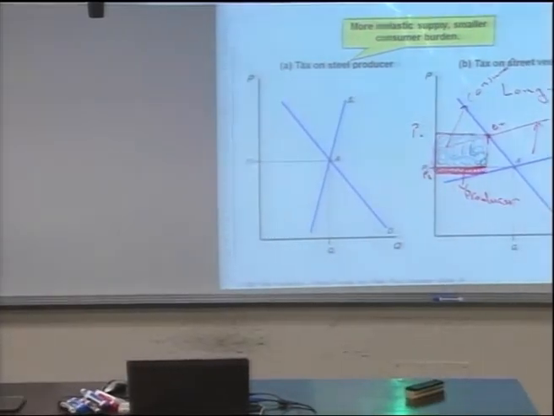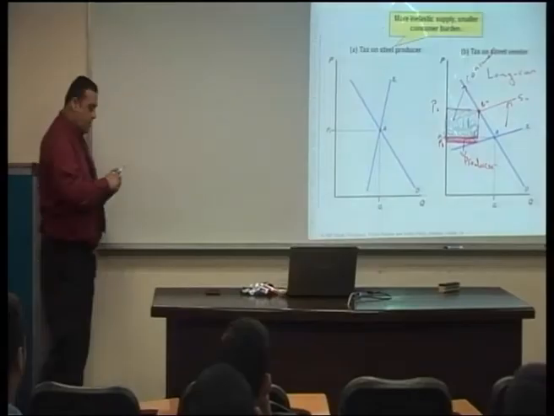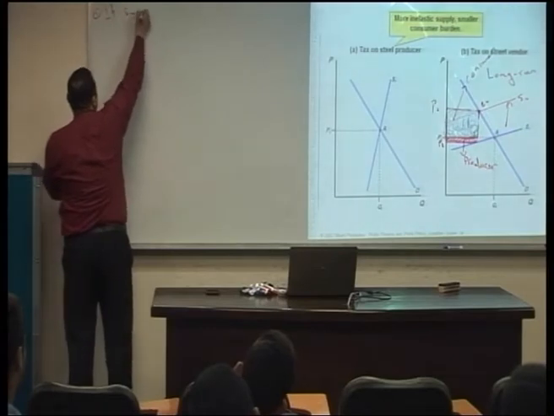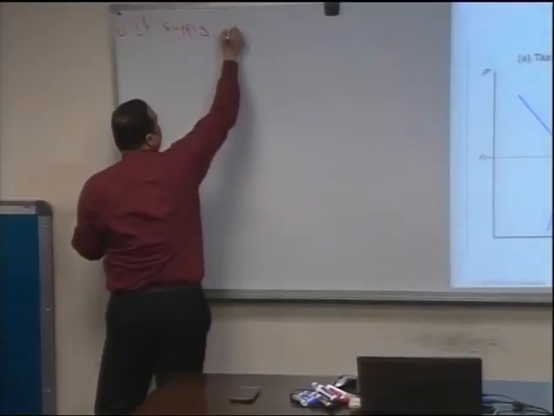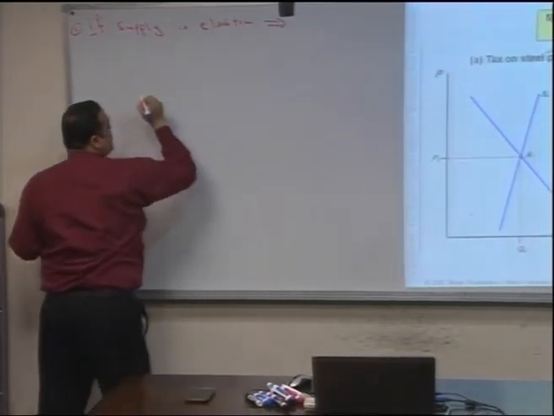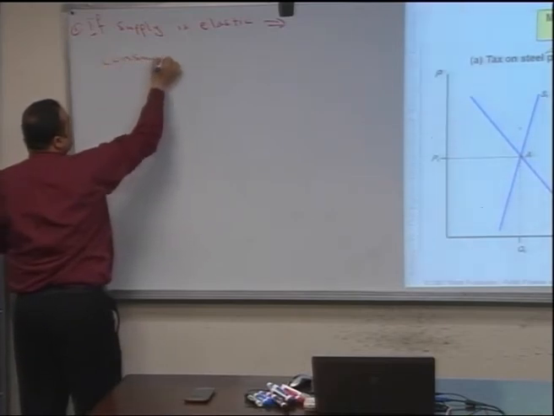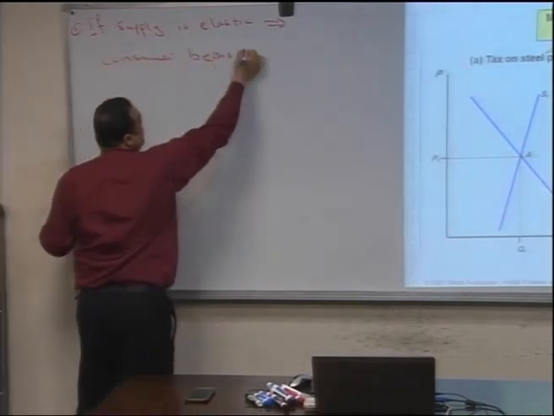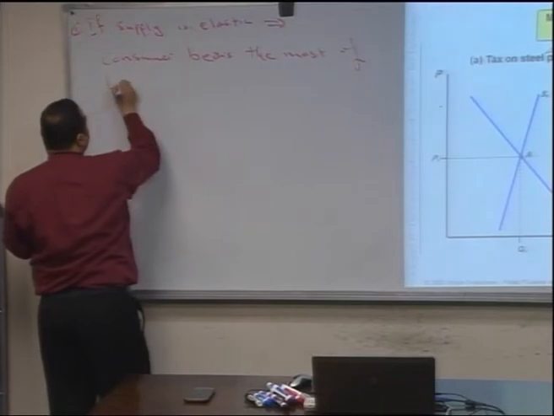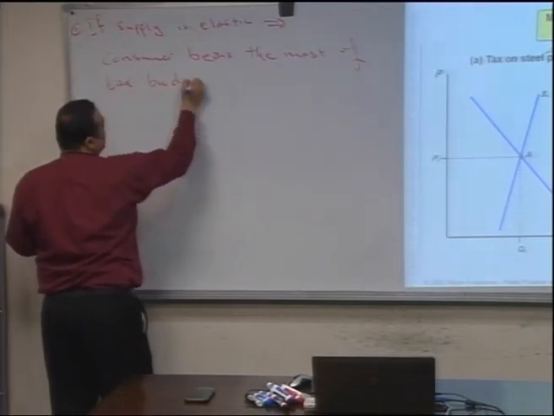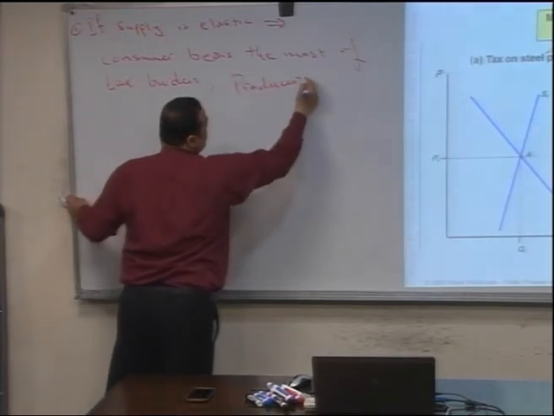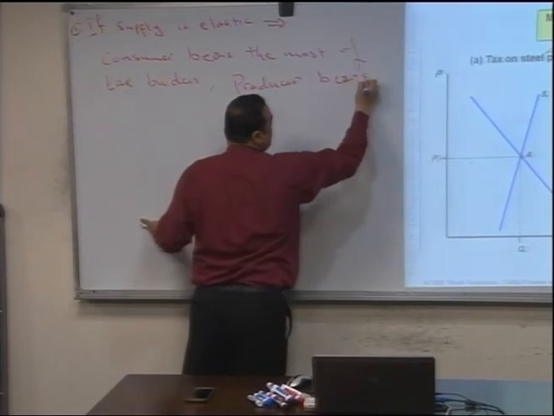So, if supply is elastic in the long term, number one, the consumer pays the most of the tax burden and the producer pays the least.